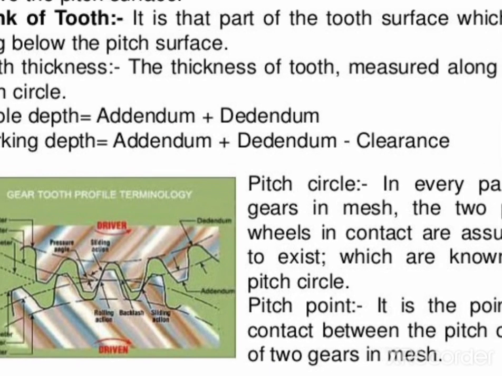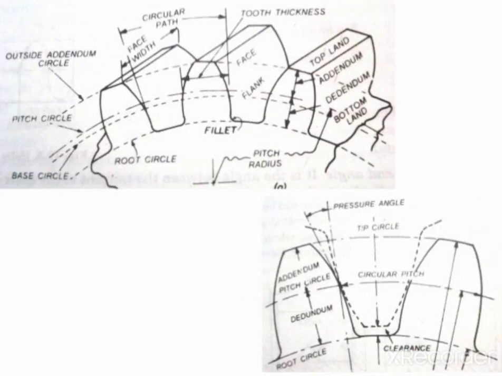Now next point, the pitch point. It is the point of contact between the pitch circles of both gears in mesh. It is the point of contact between two pitch circles of two gears when both are meshed. When a pair of gears are operating in mesh, the point which is tangent between both pitch circles is called the pitch point.